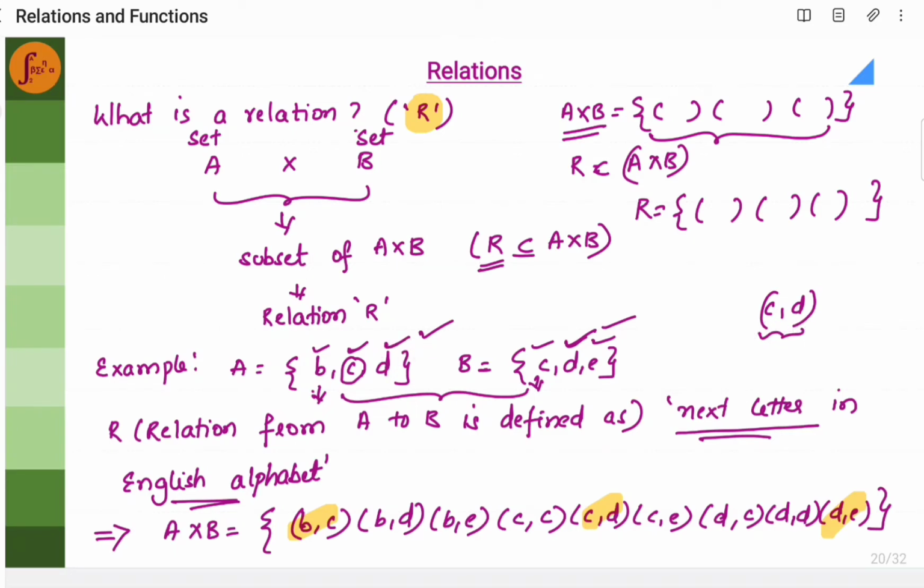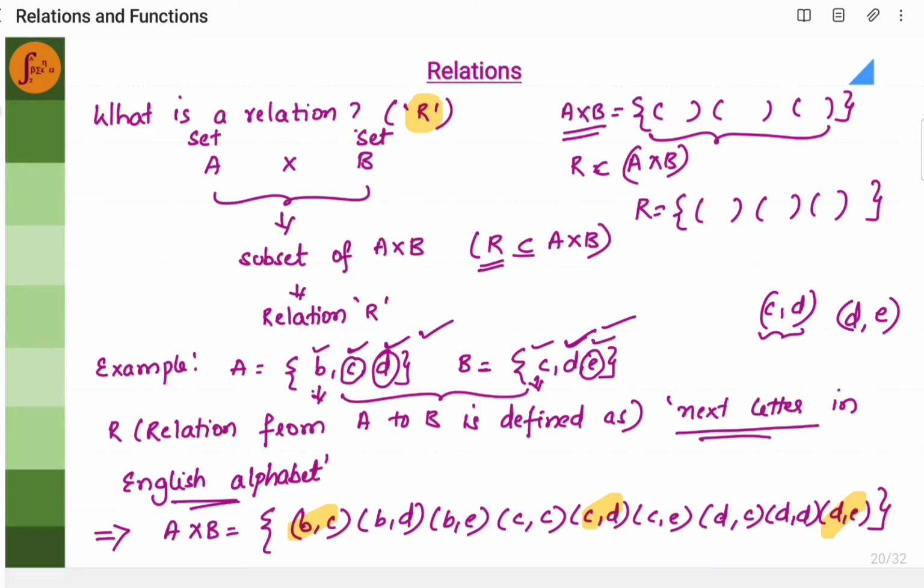Similarly, if I take D, D from set A, how is it related to any element here? So what is the next element for D? It's E. So E is here in this set, D is in this set. So D and E are related. And what is the relationship? Next letter in English alphabet.